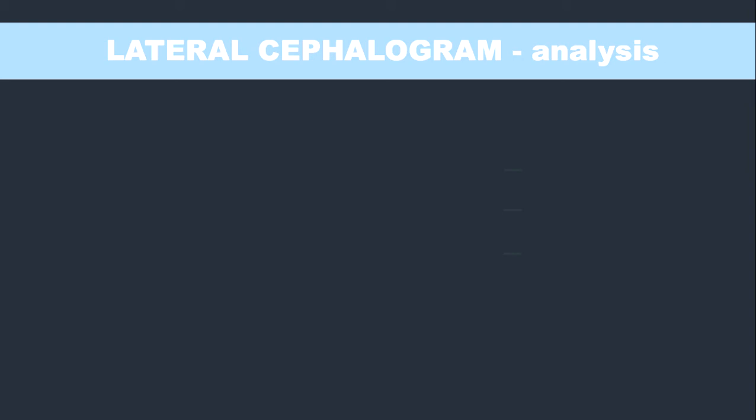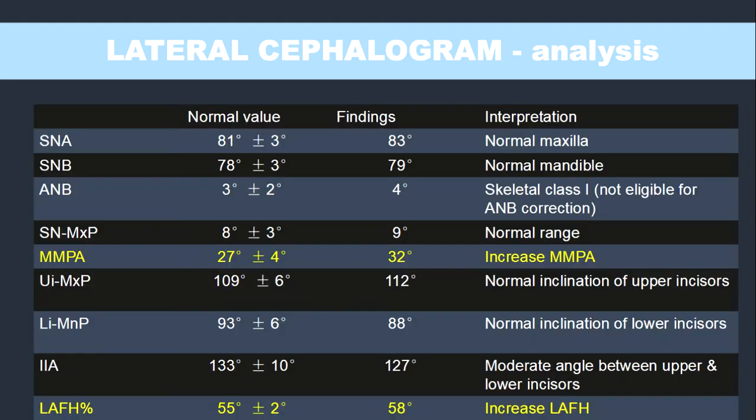After doing the analysis of the lateral ceph of the patient, these are the results. For the SNA, the value is in the normal range, and it shows that this patient's maxilla is normal in relation to the cranial base. For the SNB value, it is also in the normal range, and it concludes that this patient also has a normal mandible in relation to the cranial base.